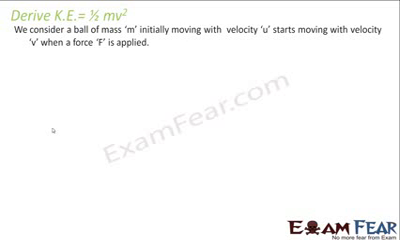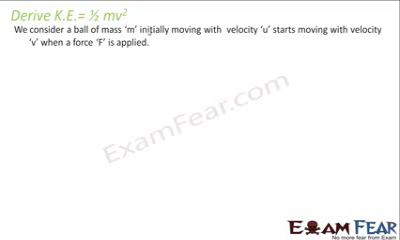Let us suppose we have an object. Let us consider that object as a ball right now. So we have this ball which has mass m, which was initially moving with velocity u. Now it starts moving with velocity v when a force F is applied. That means initially that ball was moving with some velocity u. Now I apply some force, so its velocity increases and the velocity now becomes v. So that is my scenario.